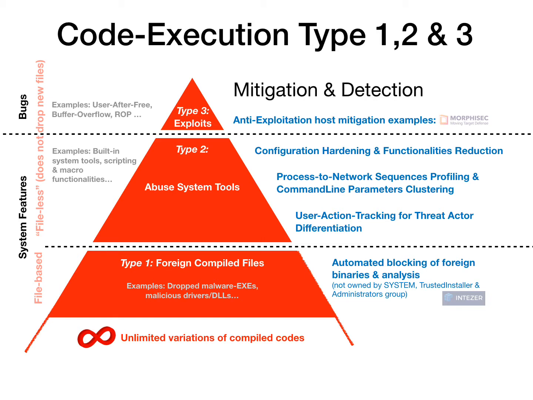Type 2 code execution is also known as living off the land, because it does not require any foreign compiled executable files. Type 3 tend to be malformed content files, but it is also possible to deliver payloads through hardware interfaces, network packets to exploit vulnerable network services or APIs. Type 2 code execution is mitigated by configuration hardening and functionalities reduction within the host or device.